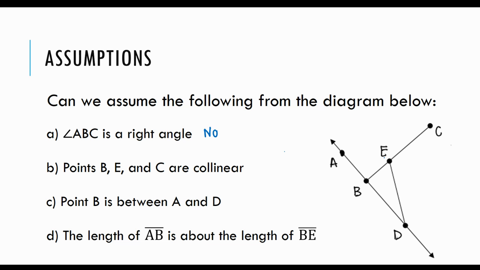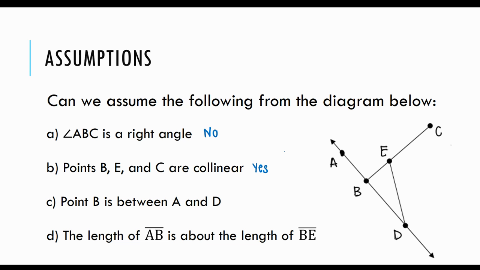Moving on to part B, points B, E, and C are collinear. So notice that B, E, and C, they all fall on the same line. They're all connected. That is something that can be assumed. Collinearity is on that list of what you can assume. So my answer is yes, I can assume that.